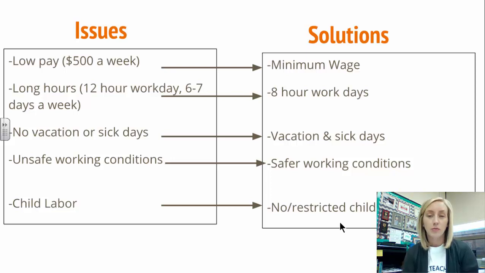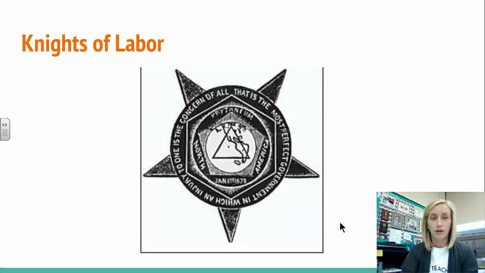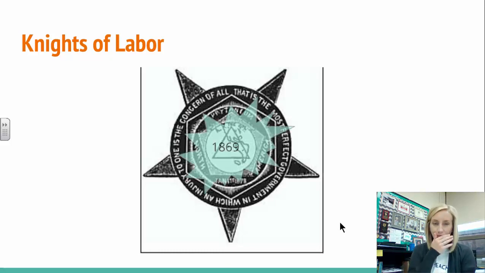And we now have a minimum wage. We have an 8-hour workday instead of a 12 plus. We do have paid vacation and sick days, safer work conditions. There's lots of rules, laws, and regulations there, and no or even restricted child labor. So we've got to talk about these specific labor unions, the first one being the Knights of Labor.